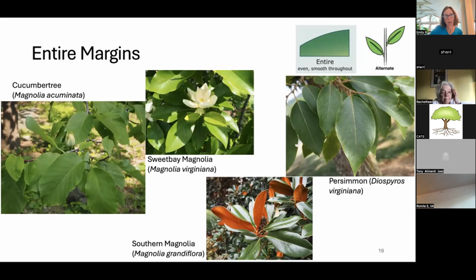So we have the cucumber magnolia. Magnolias seem to be very much in the entire margin camp. We have our sweet bay magnolia, which has these beautiful, nice, smooth edges. And then we have the southern magnolia, which also has a smooth entire edge on its leaf. And the only one on this slide that is not in the magnolia group is the persimmon. We had this persimmon earlier as having an entire margin, and I think we had it for something else, a simple leaf as well. So those are some entire margins that are alternate.